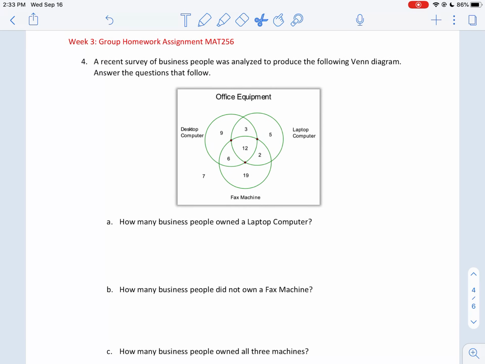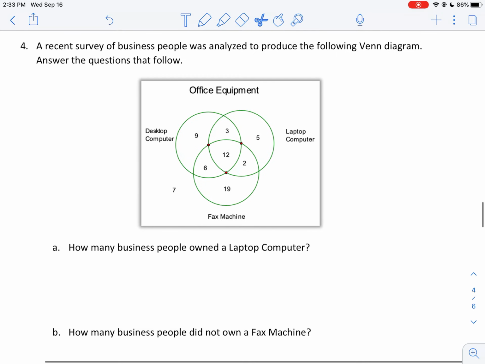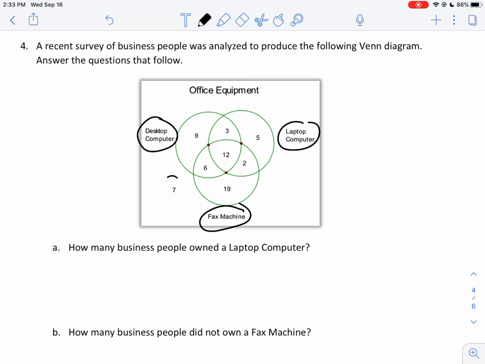A recent survey of business people was analyzed to produce the following Venn diagram. Answer the questions that follow. So this shows how many business people own different kinds of equipment: people who own desktop computers, laptop computers, and fax machines, and then people who are outside all the circles don't own any of it. But it's certainly possible to own all three. That's where the overlap of all three is, etc.